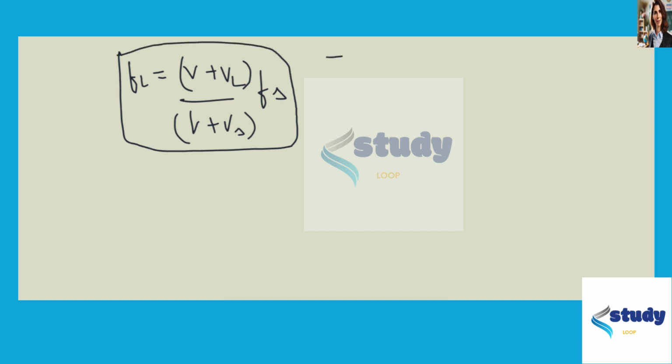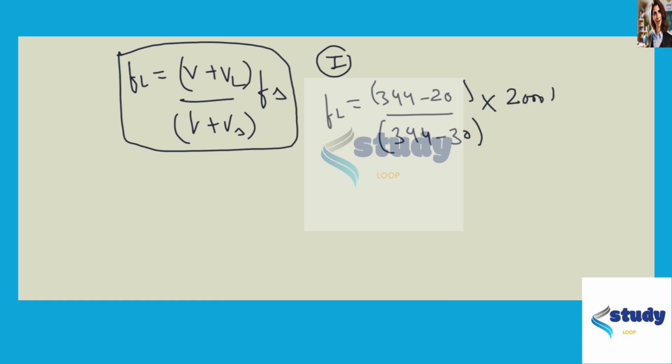For the first situation, we have FL equals 344 minus 20 over 344 minus 30, because they both are moving in the same direction. The FL is the frequency received by the truck. The source frequency is the same as at the beginning, 2000 hertz. So this gives us 2064 hertz. This is the frequency received by the truck.